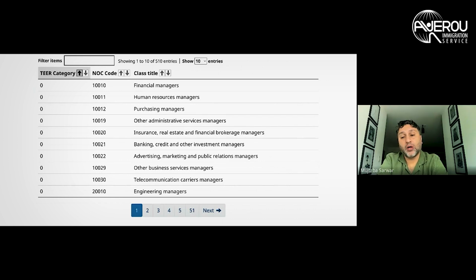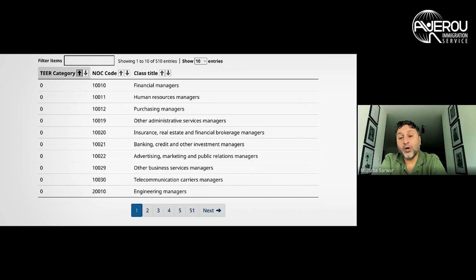A lot of our analysis depends on what the job is. When we want to suggest a pathway, it really does start with the job. Some pathways are available where where you went to school matters, for example the OINP's Master's Graduate stream. But more often than not, it is about your job, both at the provincial and at the federal level.